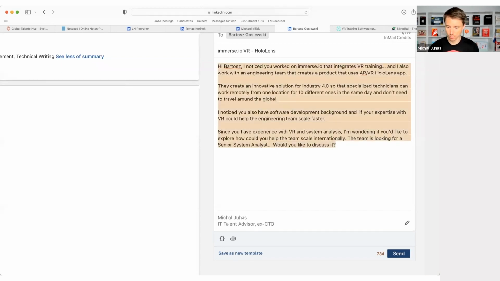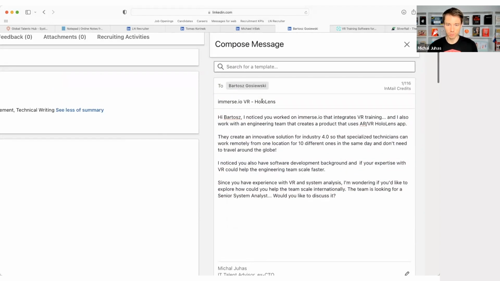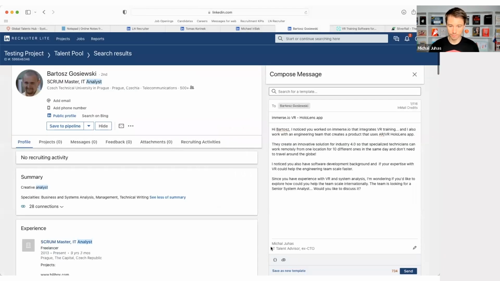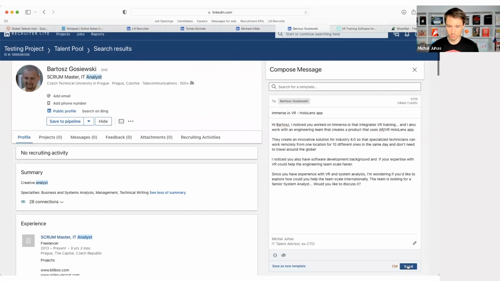Yeah, this is good. Now I'm quite okay with it. So this is the message. The subject I'll keep short: Immerse IO VR HoloLens app. And that's it. So let me send it over. And there we go. Boom.